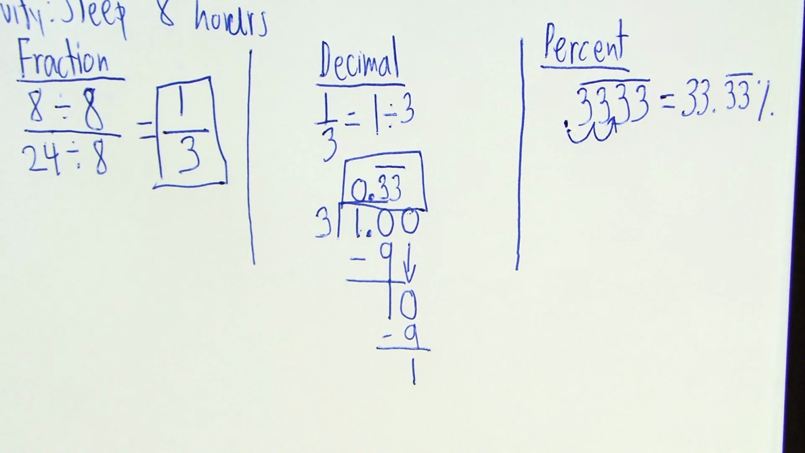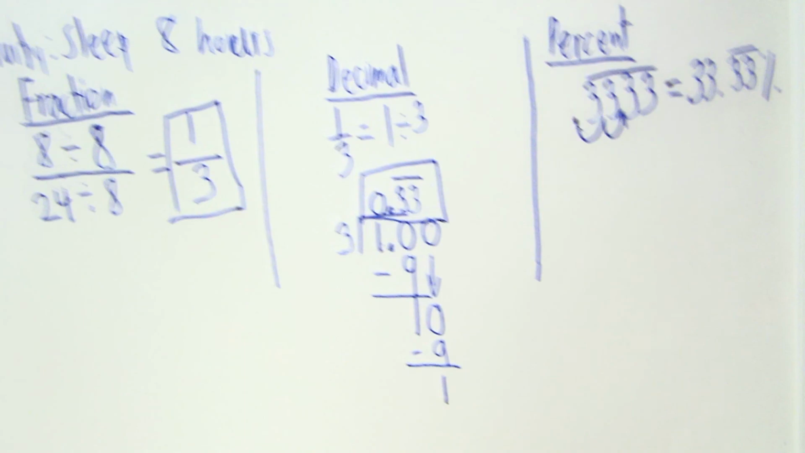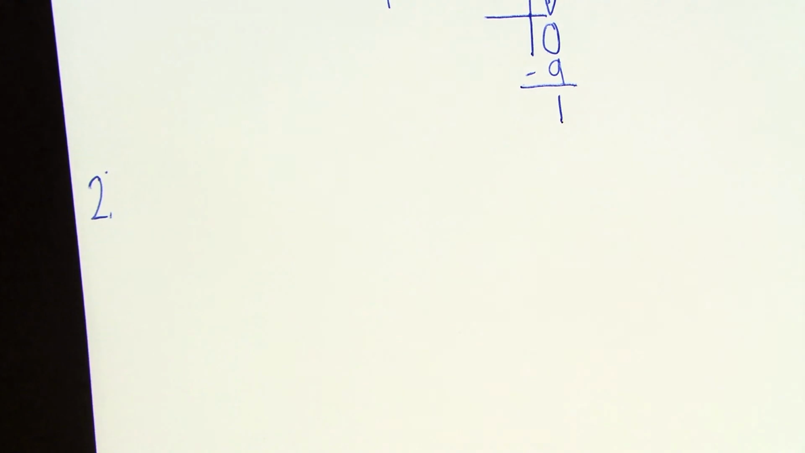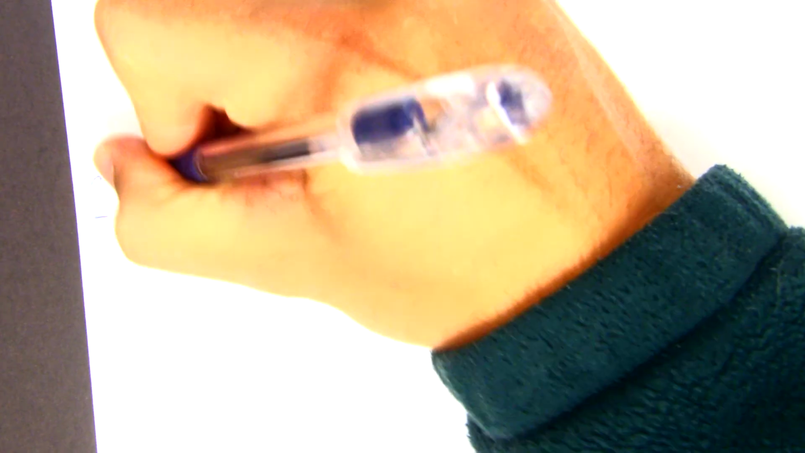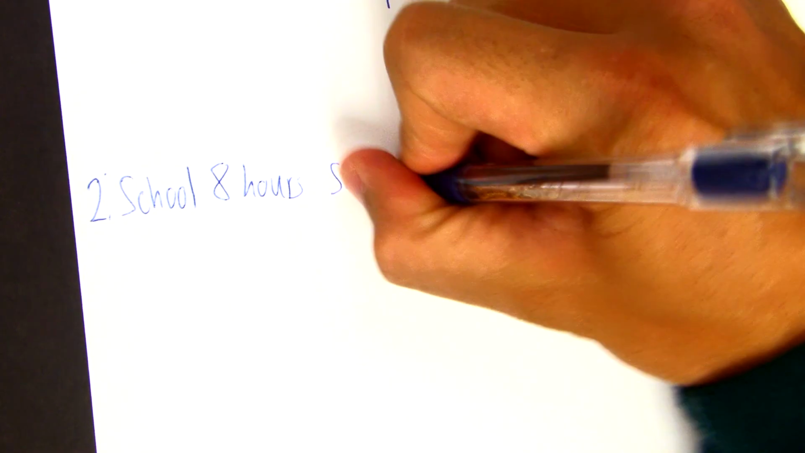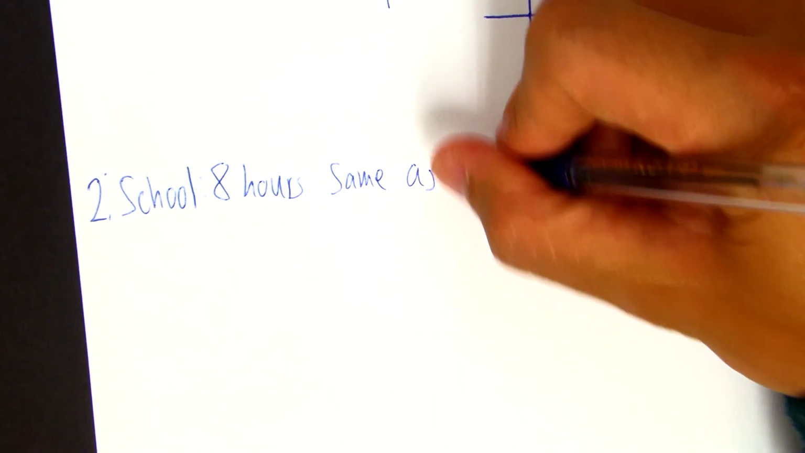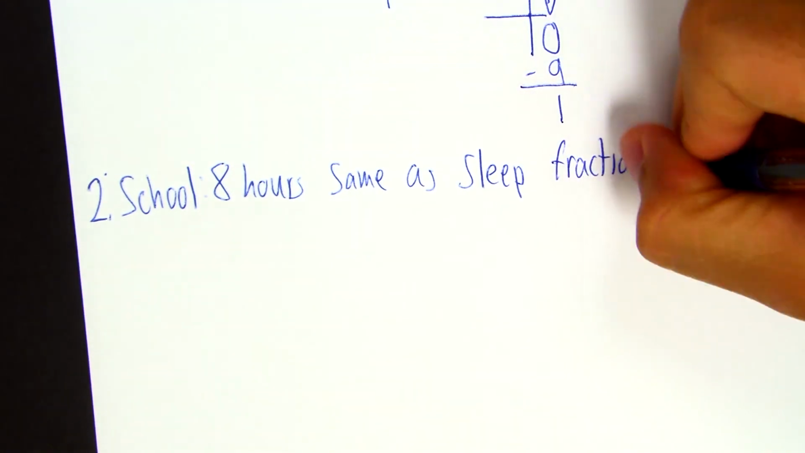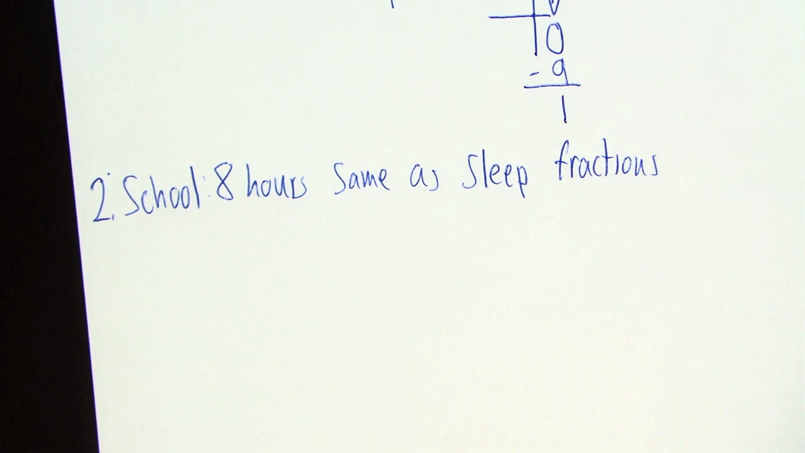All right, and that's pretty much it. You're going to do that for each of the different activities that you do. If you realize, like, let's say you also do school for 8 hours and you realize, oh, those are going to be the same numbers as the sleep activity, go ahead and just write a note, like school. Let's say I go to school for 8 hours. Okay, I would say same as sleep fractions. Right, because I don't need you to show me you doing the exact same thing over and over.